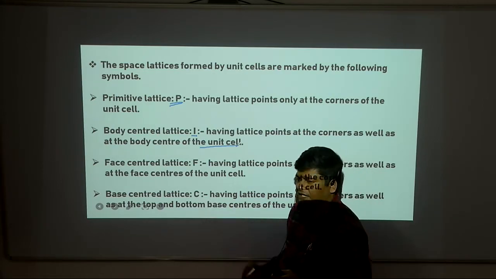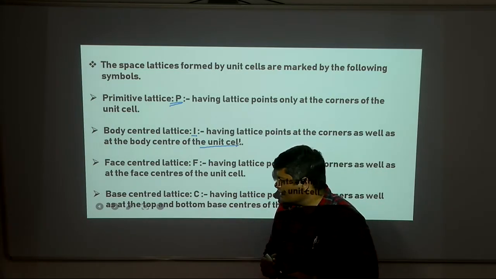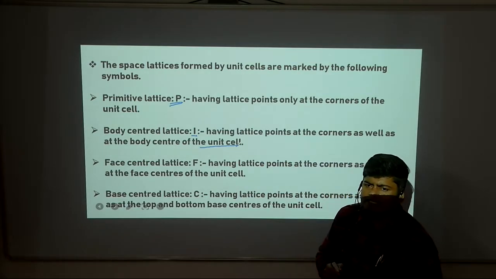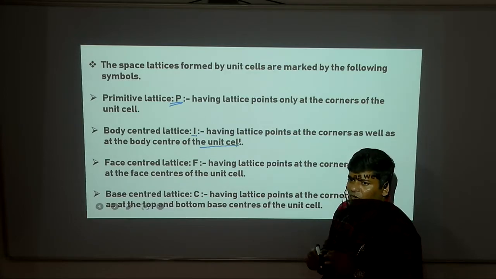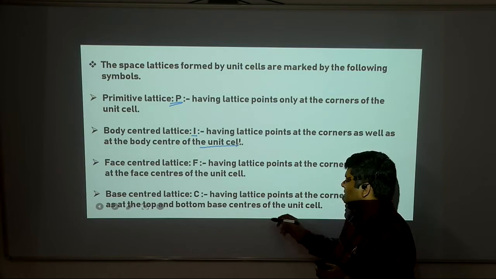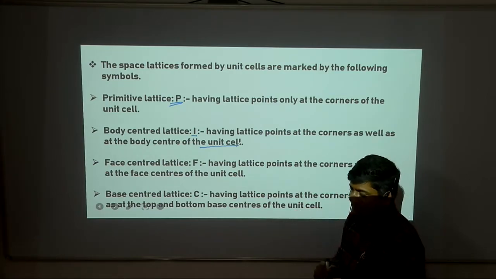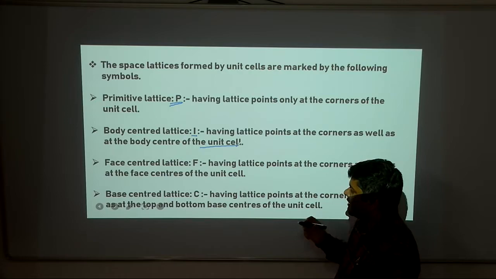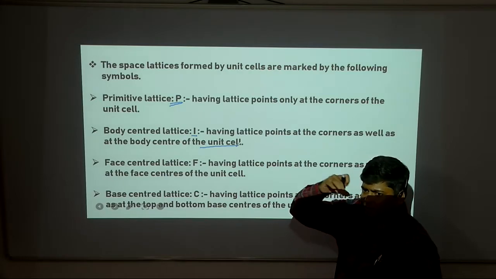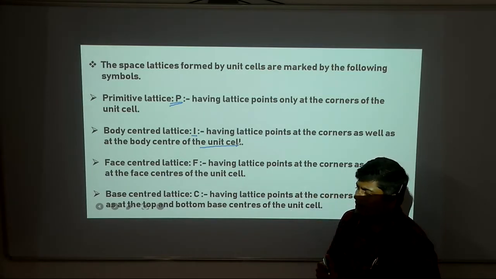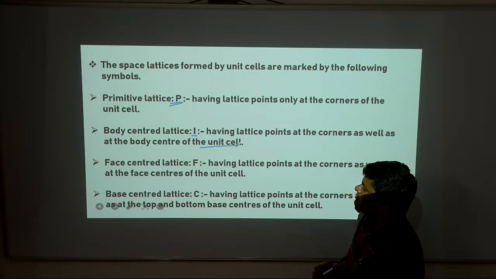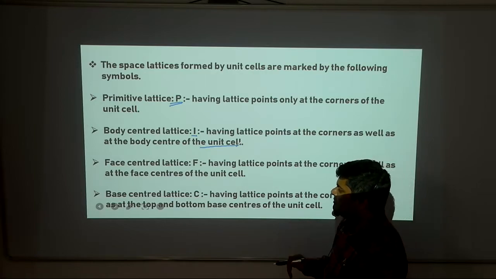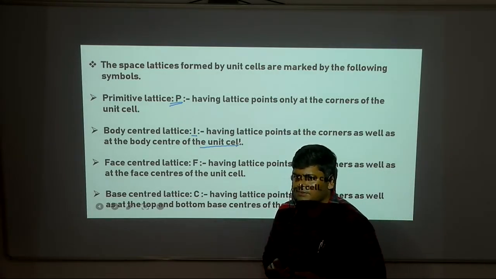Then the base-centered lattice is represented by capital C, and this base-centered lattice has points at the corner as well as at the base centers of the unit cell. It means the extra points will be there at the top center and the bottom center of the unit cell. So this is about the different types of symbols that have been used by Bravais in order to differentiate the different types of lattices.